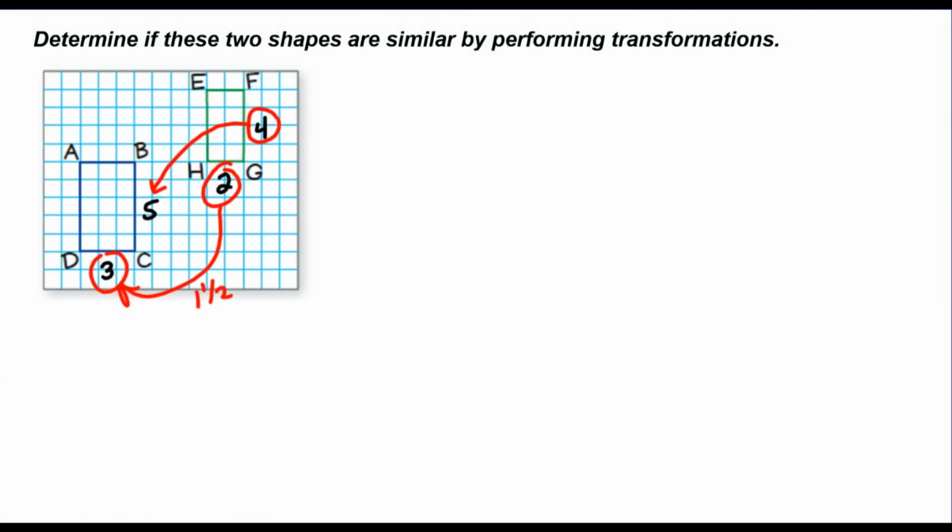So I cannot use the same scale factor for both sides to map one onto the other. So these are not similar because there's no scale factor I can use to map one shape onto the other. So these would not be considered similar shapes. So how can you tell if two shapes are similar? If you can map one onto the other using a series of any of the transformations that we have talked about, whether it's a translation, rotation, reflection, or dilation.